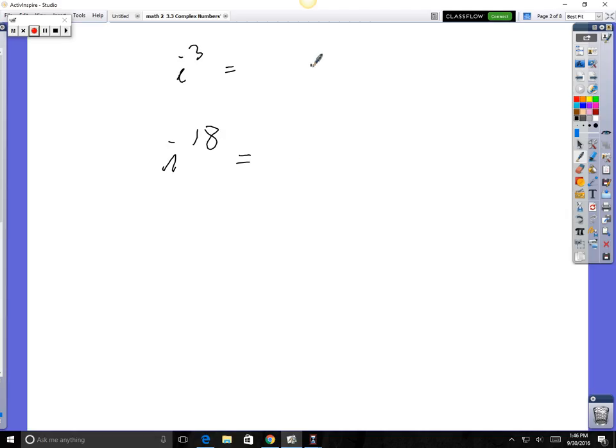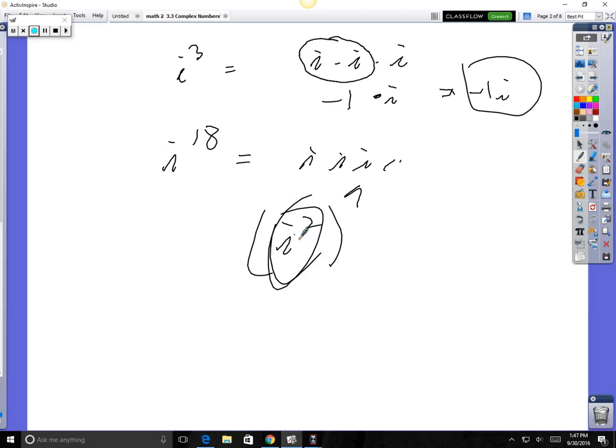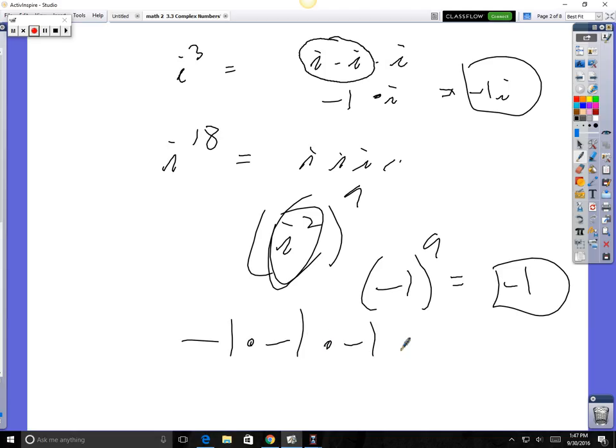I cubed is I times I times I. And every time you have a square, that's a negative 1. So this is equal to negative 1 times I. This guy, 18, I'm not going to write out 18, it's going to take me forever. How many squares are there? 18 is the same as 9 squares. What do you know about every square? It's a negative 1. So what's a negative 1 to the 9th power? That is a negative 1. A negative 1 times itself 9 times.